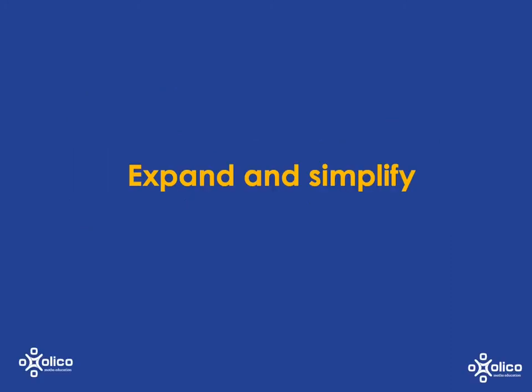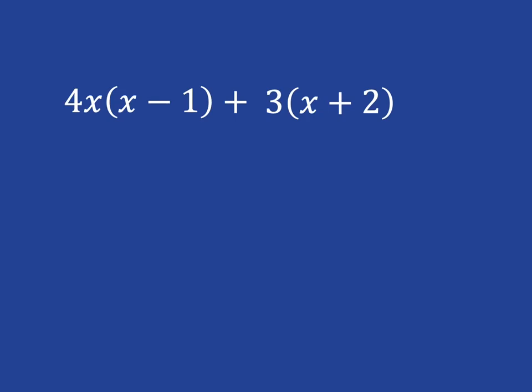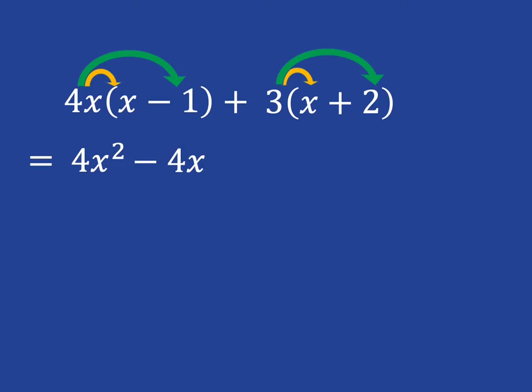We're going to look at some examples where we expand brackets using the distributive law and then simplify by combining like terms. So if we were asked to simplify something like this, what we first need to do is multiply out the brackets, and we know we're going to need to use the distributive law here and here in order to do that. So let's go ahead and do it. 4x times x is 4x squared. 4x times minus 1 is minus 4x. Plus 3 times x is plus 3x, and plus 3 times plus 2 is plus 6.